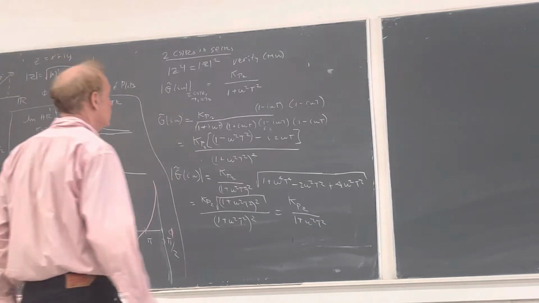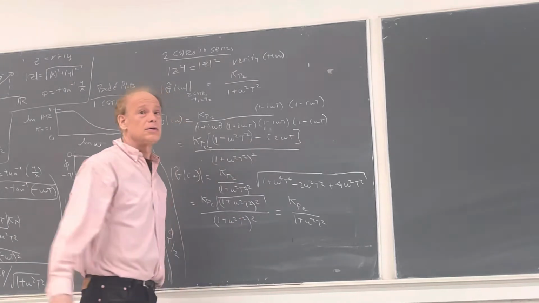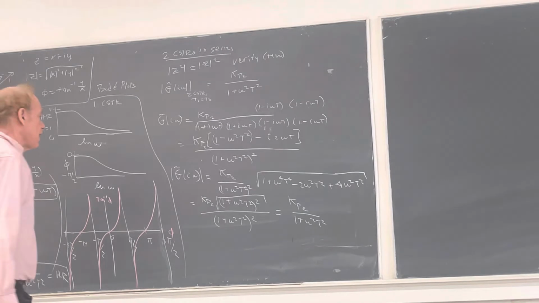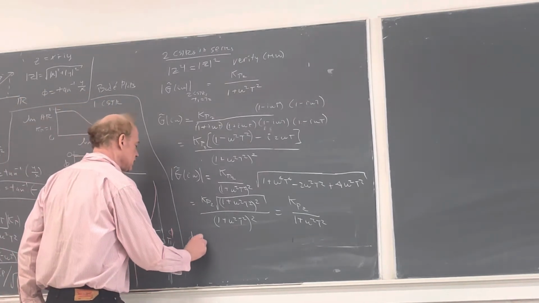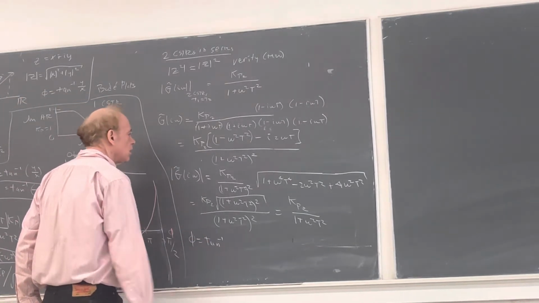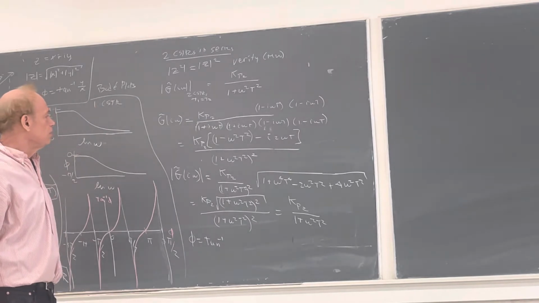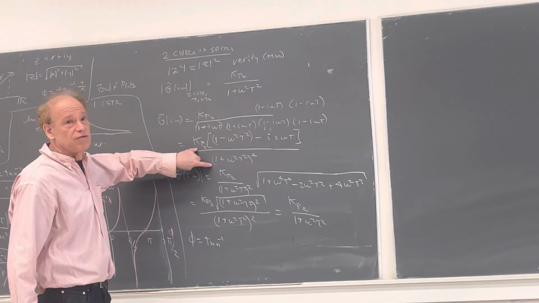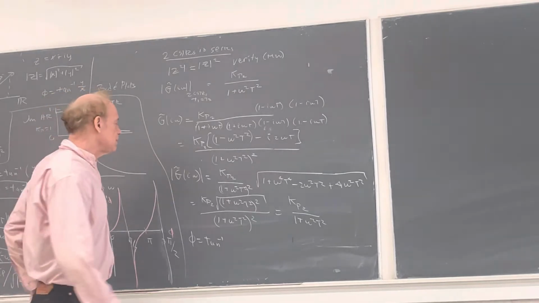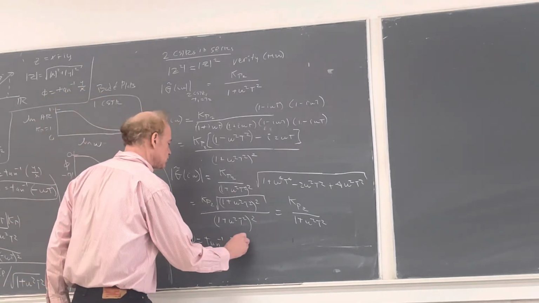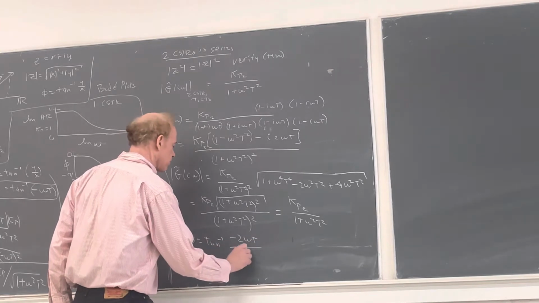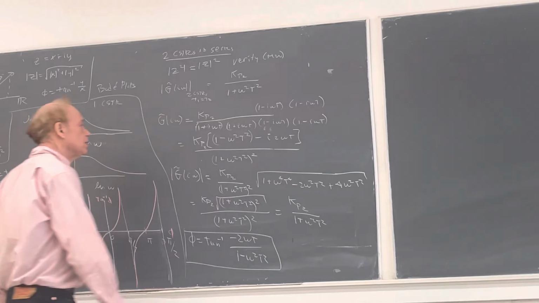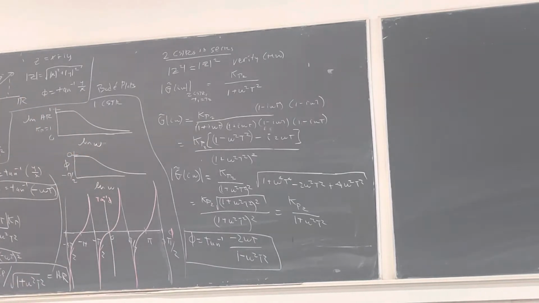That's an i, yeah. And let's calculate the phi. Phi is the arctangent of the imaginary part over the real part. Since the imaginary part has this factor and the real part has that factor, they both cancel. So it's the arctangent of minus 2 omega t over 1 minus omega squared t squared. So that's the amplitude ratio.